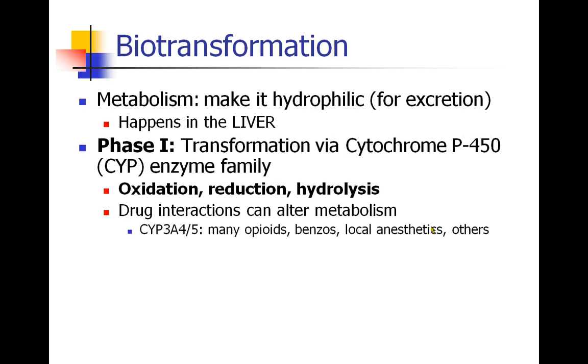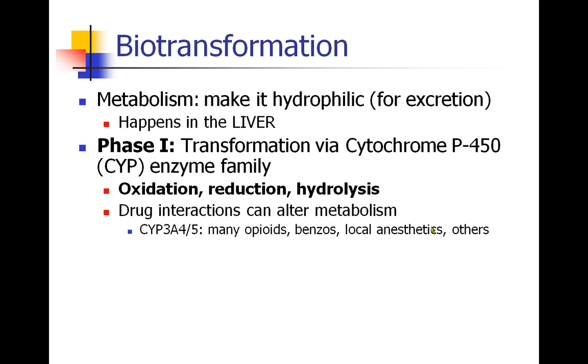There are two kinds of reactions that we commonly see when we talk about metabolism or biotransformation. Phase 1 reactions involve transforming the molecule using the cytochrome P450 enzyme family. These are different oxidation or reduction or hydrolysis reactions which perform a chemical reaction on the molecule in order to make it more water-soluble, more hydrophilic.